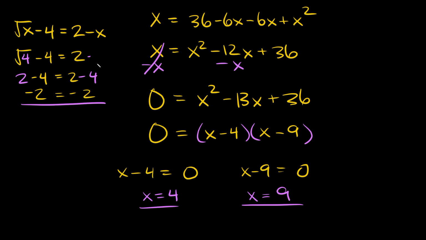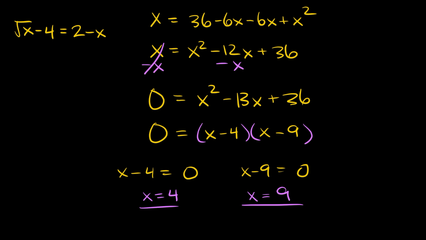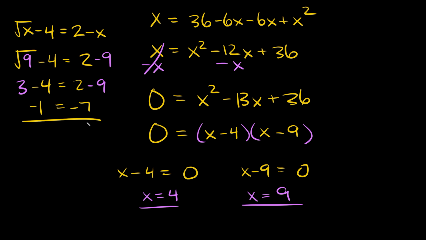All right, so now let's plug in this positive 9 and see if it also works. We're going to get the square root of positive 9 minus 4 is equal to 2 minus 9. So here we get the square root of 9 is equal to 3, right? So 3 minus 4 is equal to 2 minus 9, right? 2 minus 9. So here we get that negative 1 is equal to negative 7, all right? That definitely does not make sense. So that means this solution, x is equal to 9, is an extraneous solution.